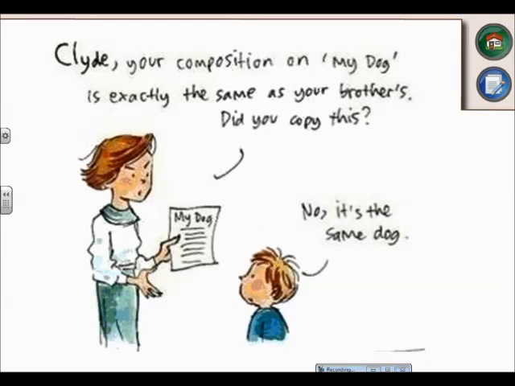We got Clyde, your composition on my dog is exactly the same as your brother's. Did you copy this? No, it's the same dog. I know that sounds like some of the excuses that you guys would use, but I don't think that's exactly the composition we're talking about.